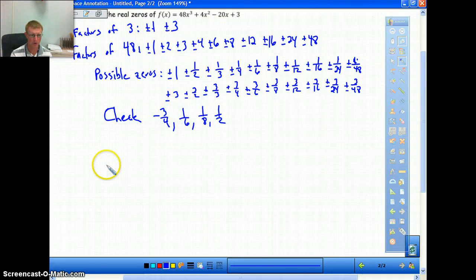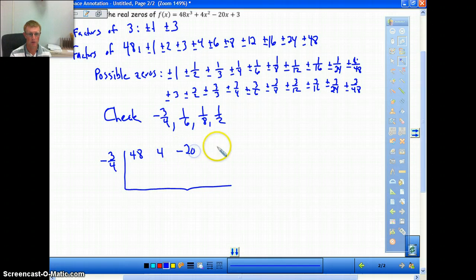We're going to start with x equals -3/4. So -3/4 goes into our synthetic division, and we have 48, 4, -20, and 3. Basically, we're just seeing if this is a perfect factor or not. So we bring down our 48. -3/4 times 48 is -36. Add these together, it's -32.